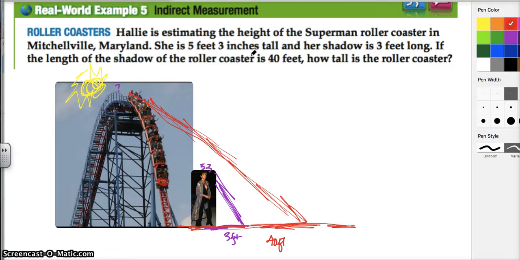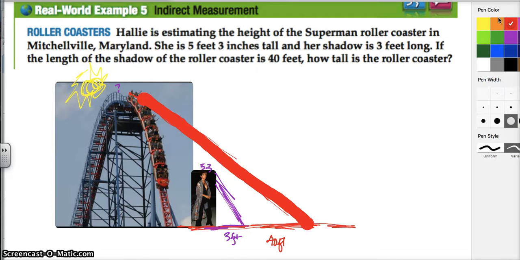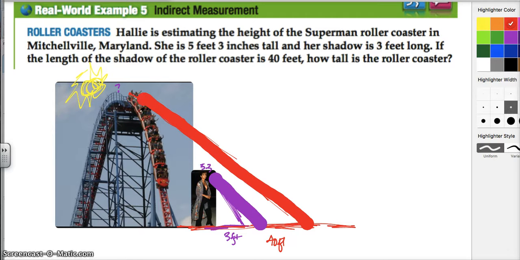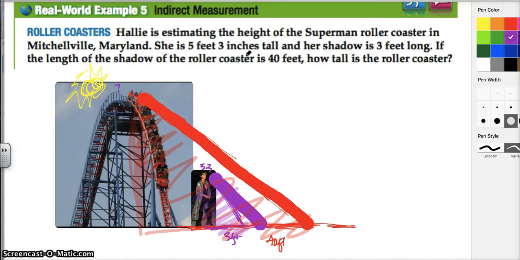And what I'm trying to show, though this image doesn't look like it, is that these two triangles are going to be perfectly proportional. These two triangles are proportional. So this one triangle that I'm indicating here in red is going to be proportional to Hallie's purple triangle. So those are proportional triangles, and not just proportional, but similar, which gets to the heart of the matter.